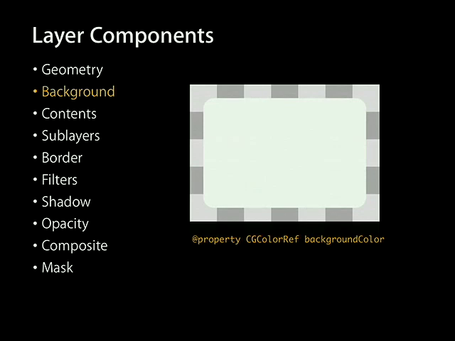Once you've got the geometry, then we look at the four main things that make up the image of the layer. The first thing, which is drawn on the bottom of the stack, is the background color. And obviously, the background color sits in the coordinate space of the layer and follows the rounded corners and that kind of thing.